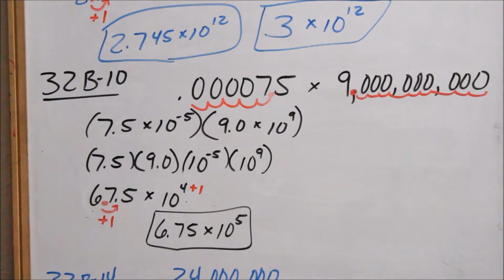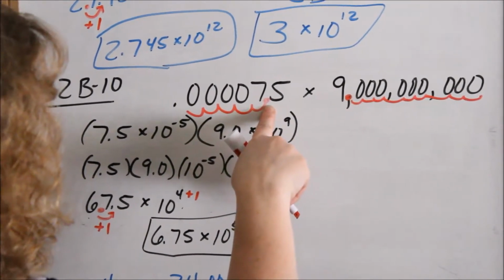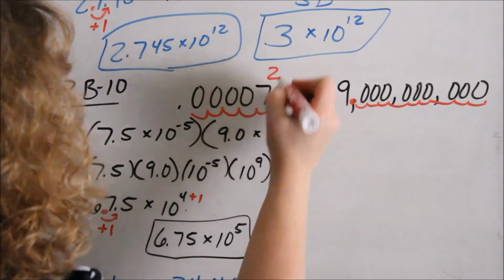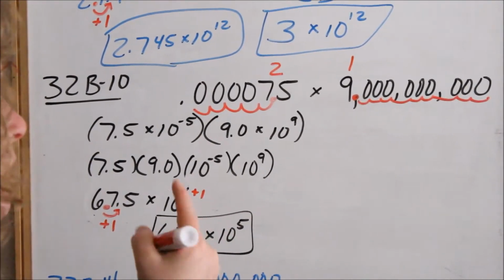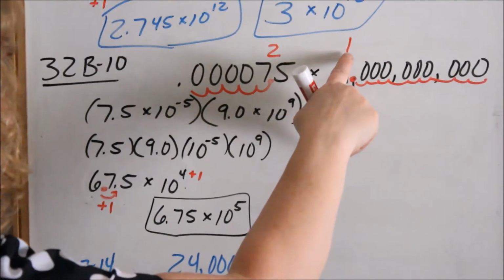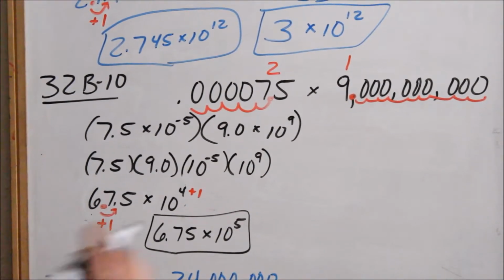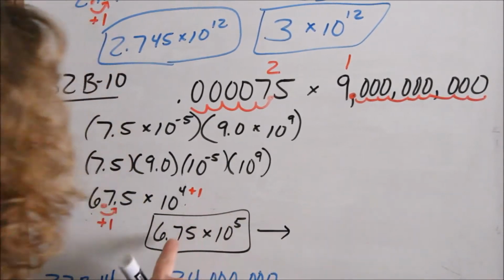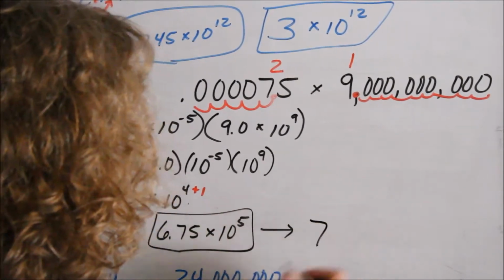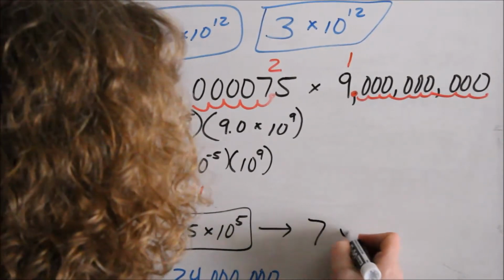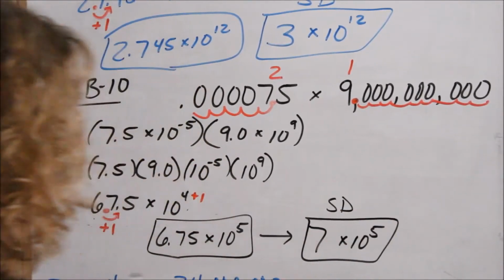If I'm looking at significant digits, let's go back to the original problem. In this original number, that was 2 significant digits. This one is 1. You have to use the lowest number. So my answer can only be to 1 significant digit. So go back to your answer. We have 6.75. It has to be only 1 significant digit. So we round 6.75 up to 7, because we would round up. So it'd be 7 times 10 to the 5th if we're wanting to put it in significant digit answers.